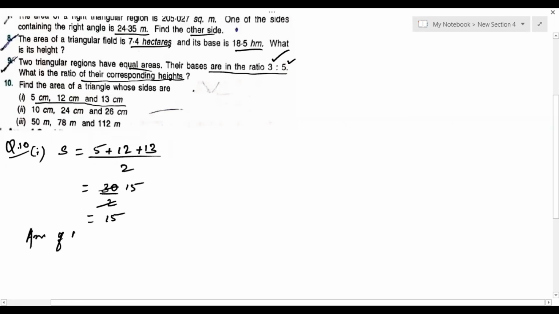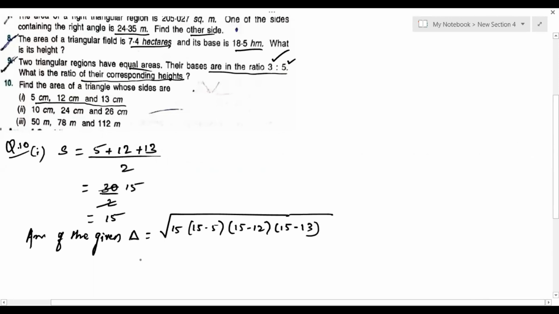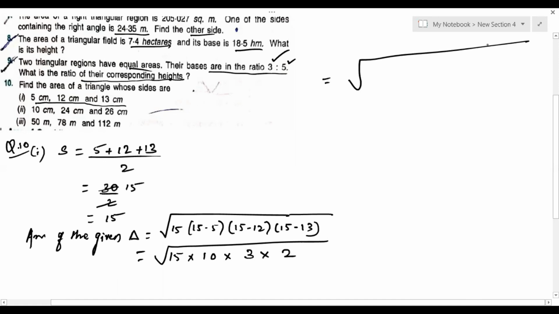So area of the given triangle will be equals to root over semi-perimeter, into semi-perimeter minus first side, into semi-perimeter minus second side, into semi-perimeter minus third side. Now we'll go ahead with the process. That is equals to 15, 15 minus 5 is 10, 15 minus 12 is 3, 15 minus 13 is 2. Now we'll break it. That is 15 can be written as 5 into 3. 10 can be written as 5 into 2, into 3, into 2.